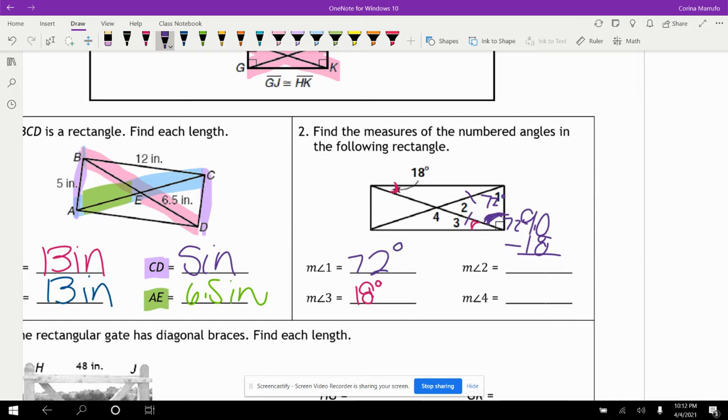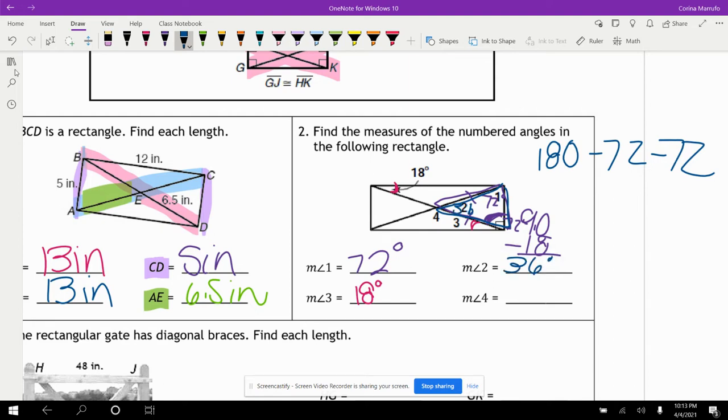72. Okay, so now we just need angle 2 and angle 4. Well, if you notice, this is a triangle. We know that the three angles in a triangle should add up to 180, so we're going to do 180 minus angle 1, which was 72, and the one opposite was also 72. I'm going to put that in my calculator, and that gives me 36. So that means angle 2 is 36.